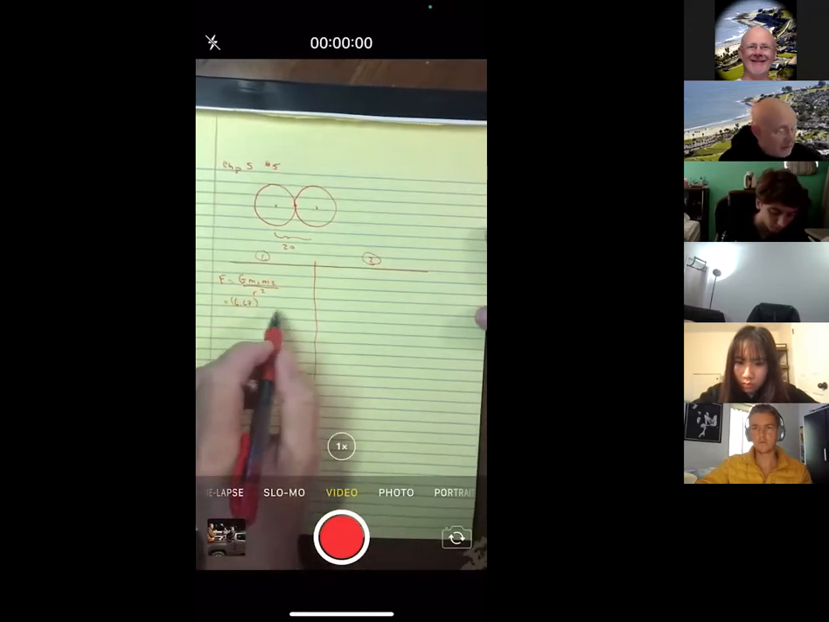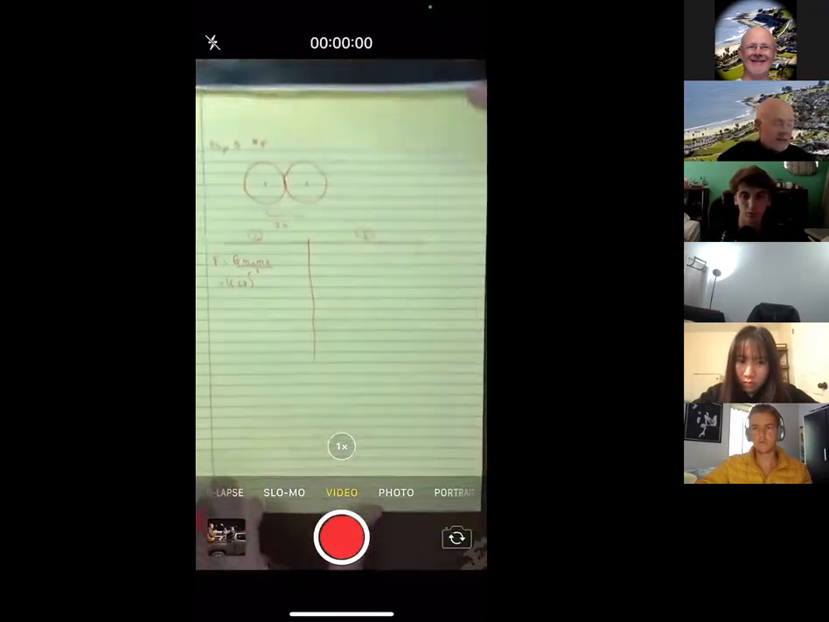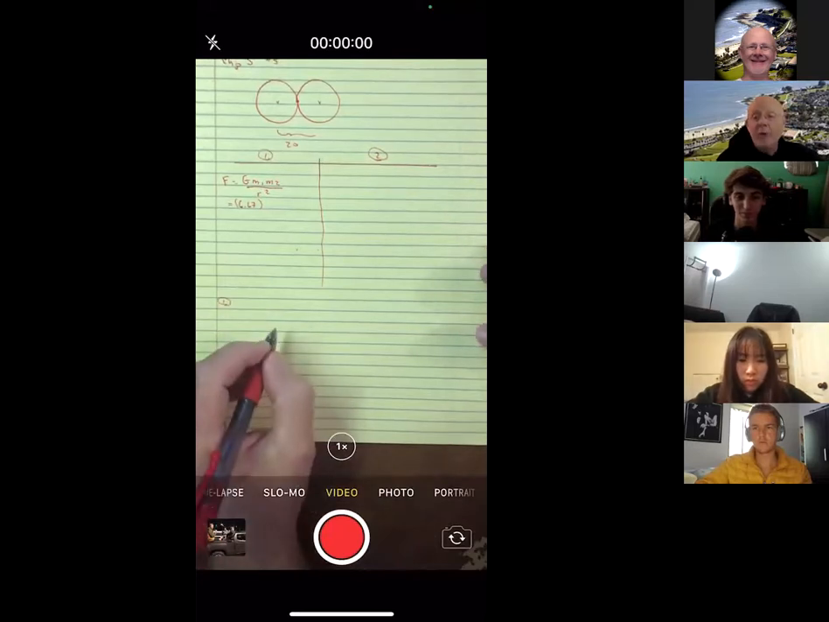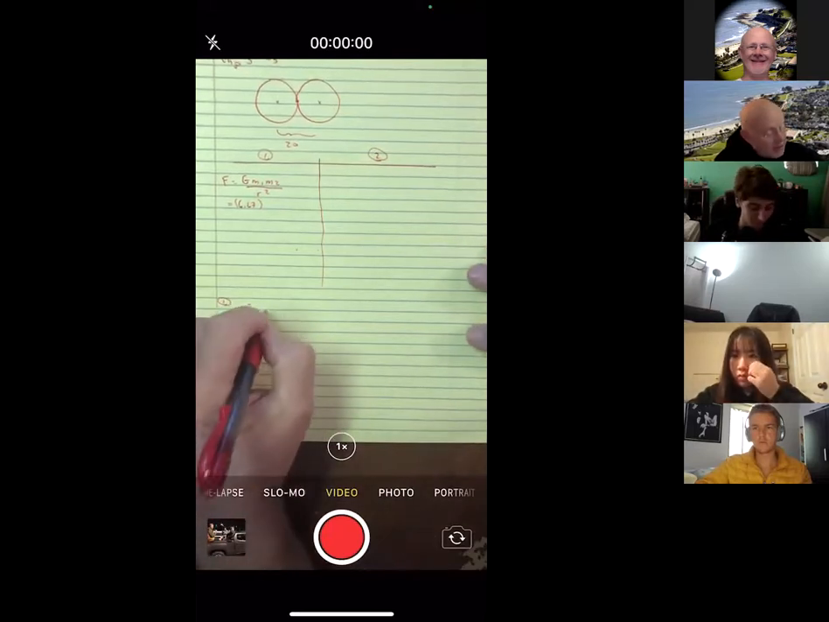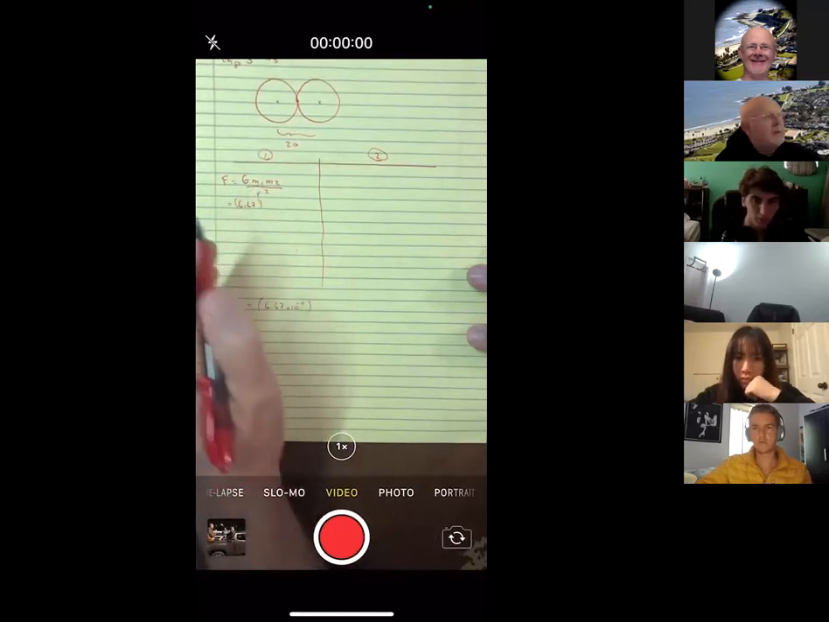Oh, I can't really write all that on one line. My bad. Let me put number 1 down here so I have more room to work with. So 6.67 times 10 to the negative 11 is the G.